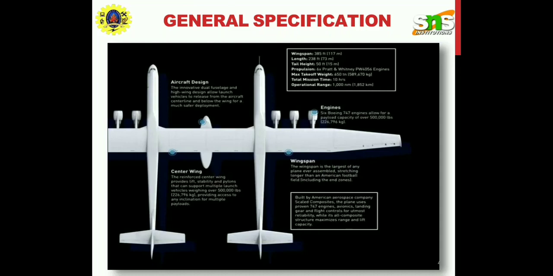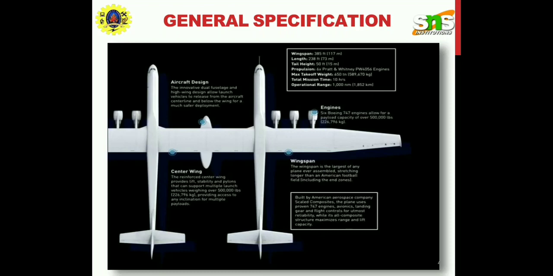The aircraft is considered in terms of aircraft design, wing and wingspan, and engine. For the aircraft design, the innovative dual fuselage and high wing design allow launch vehicles to be released from the aircraft centerline and below the wing for a much straighter deployment. On the center wing of the aircraft, the reinforced center wing provides lift and stability, and pylons that can support multiple launch vehicles weighing over 5 lakh pounds, or about 227,000 kg. The engines, six Boeing 747 engines, allow for a payload capacity of over 5 lakh pounds.